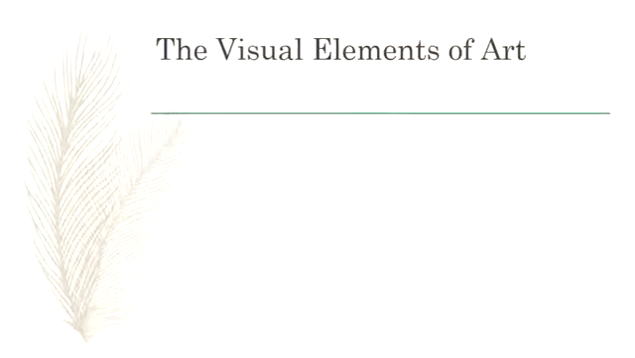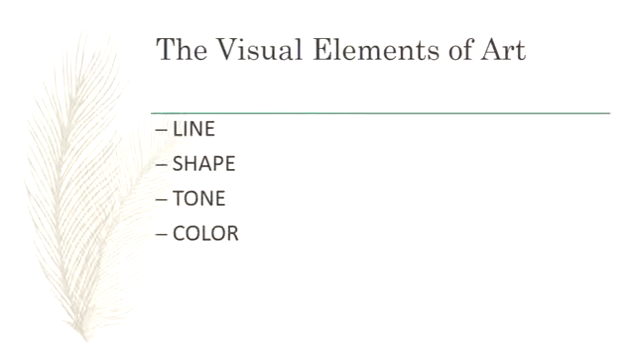In this module, I will just summarize all the units or topics that we are going to discuss in the entire semester. The first one, we will talk about the visual elements of art. The visual elements of art are line, shape, tone, color, pattern, texture, and form. A knowledge of how they are used in art will help you to understand how artworks are created.